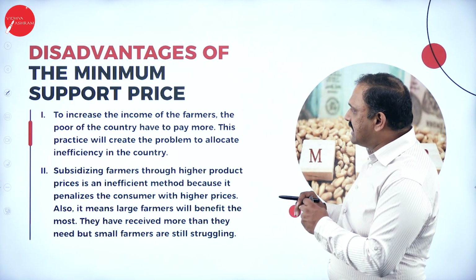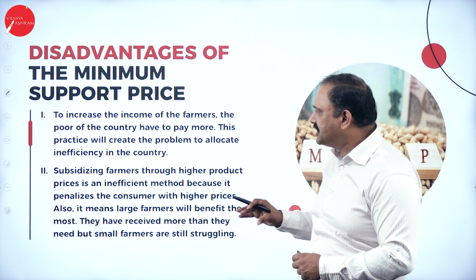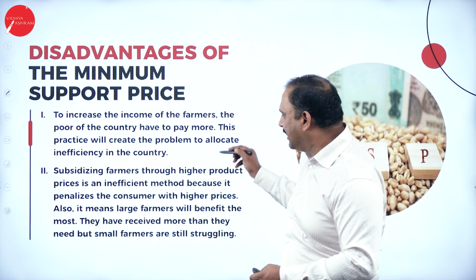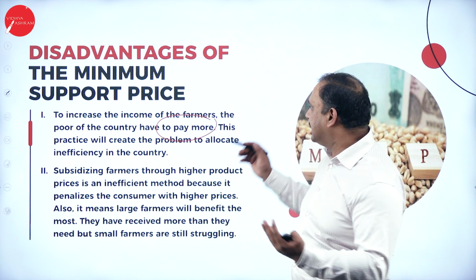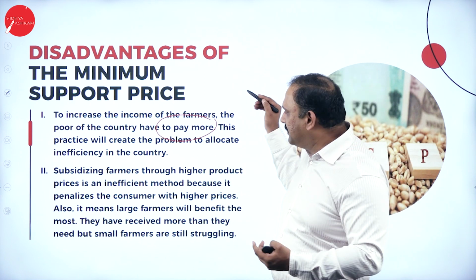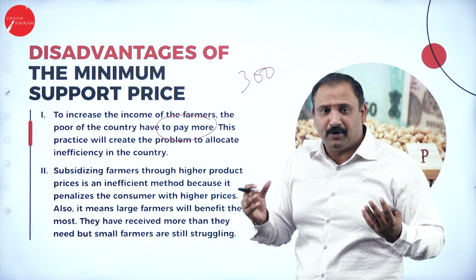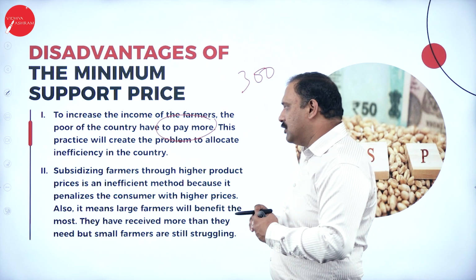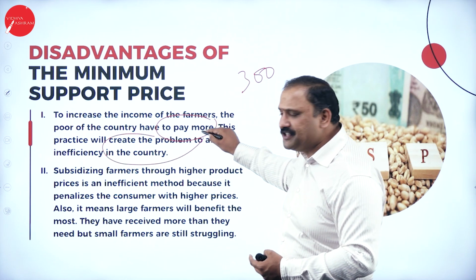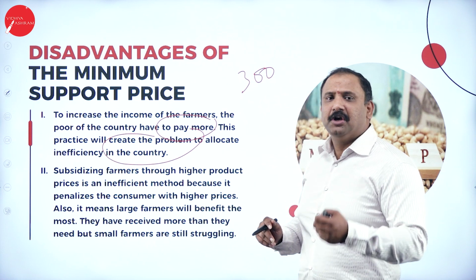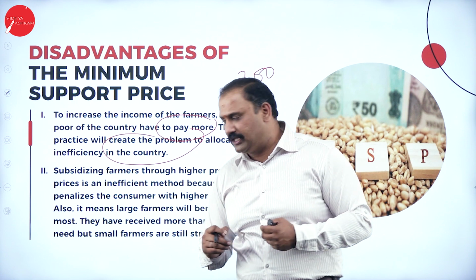Now, the next thing is, what are the disadvantages that we are talking about? One of the major disadvantages is that the poor people of the country have to pay more, because that might not be what they're looking at. Let's say that even the base level MSP, we fix it at 300 rupees, but then that becomes too much for people to pay. So the poor people will not be able to do it, and the practice will create a problem of allocative inefficiency in the country. Yes, because we might not be able to run the entire operation smoothly here.